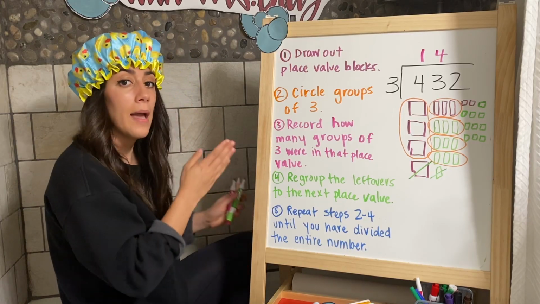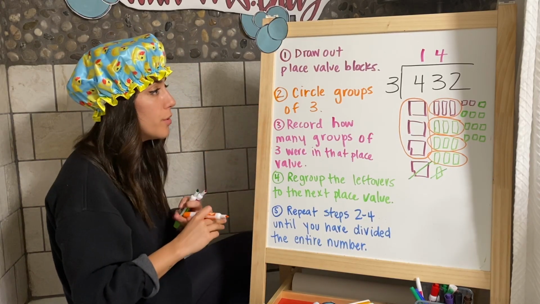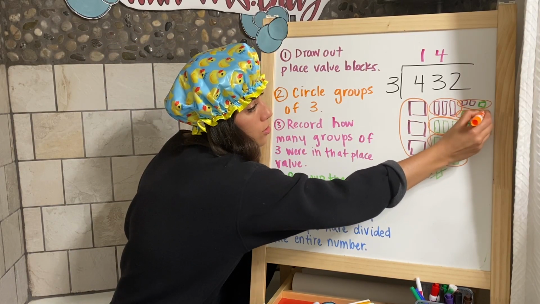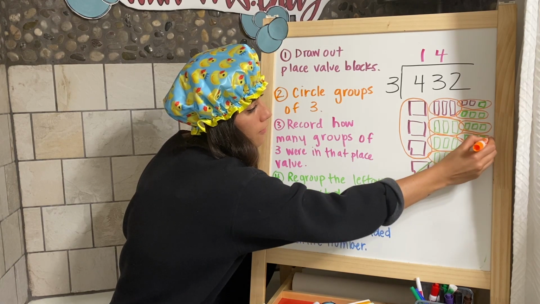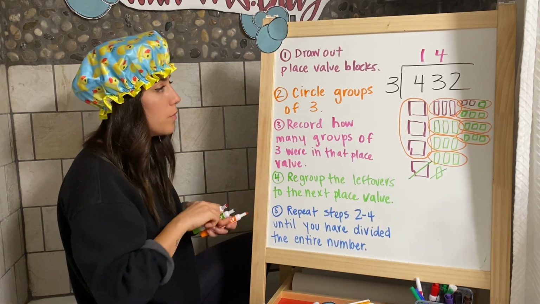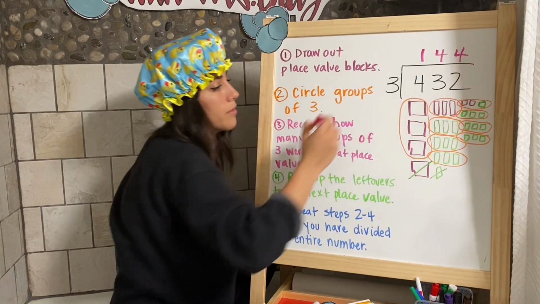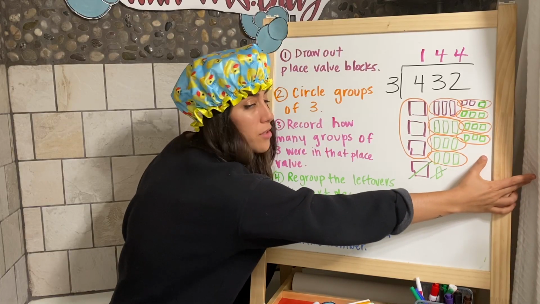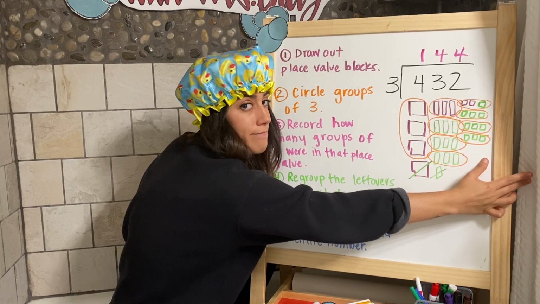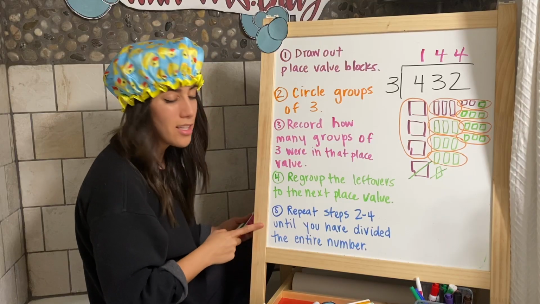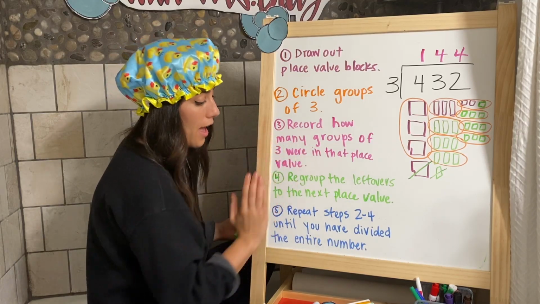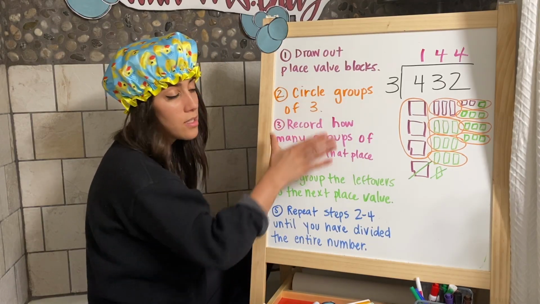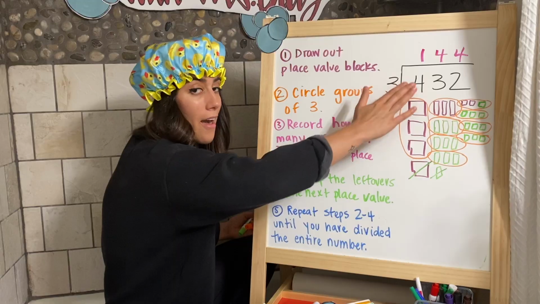Okay, again, I'm going to go back up to step number 2 and repeat, circling groups of 3. 1, 2, 3, 4. Record how many groups of 3 were in that place value. There were 4. Regroup the leftovers to the next place value. Do I have any leftovers? No. Is there another place value? No. So I don't need to do that anymore, and I don't need to do step number 5 anymore. I have divided the entire number. So I am done using these steps for this strategy, and I have my answer.